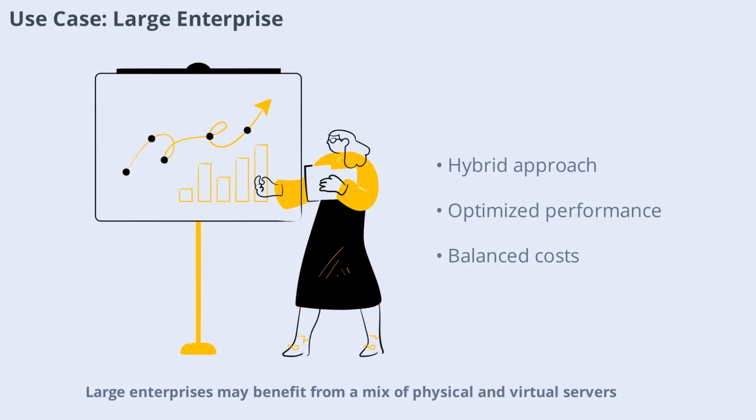Large enterprises may benefit from a mix of physical and virtual servers. Physical servers provide the performance and control needed for mission-critical applications, while virtual servers offer flexibility for less demanding workloads. This hybrid approach allows organizations to optimize costs, performance, and security across their IT infrastructure.